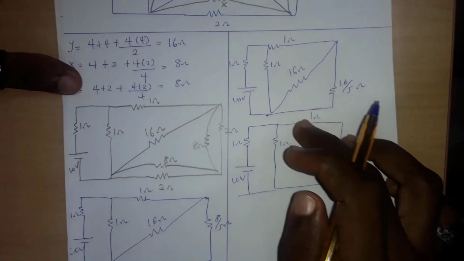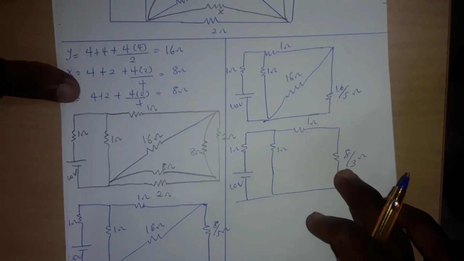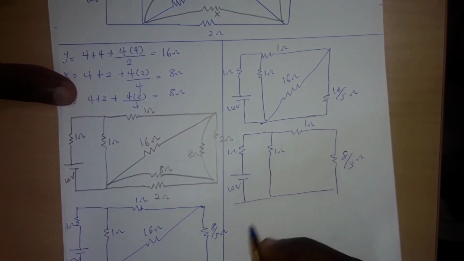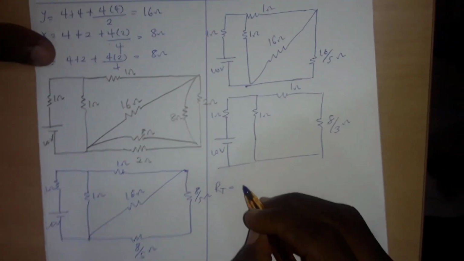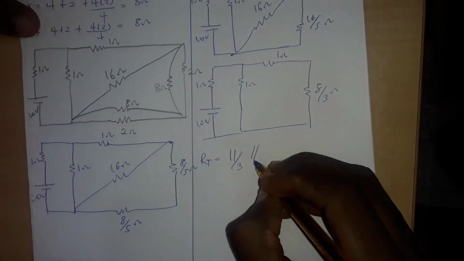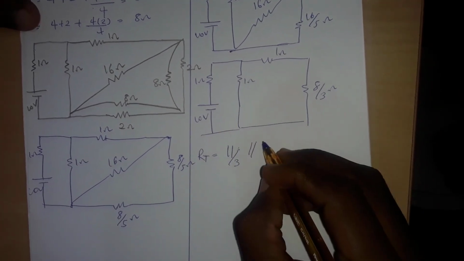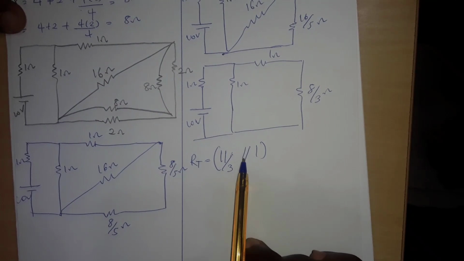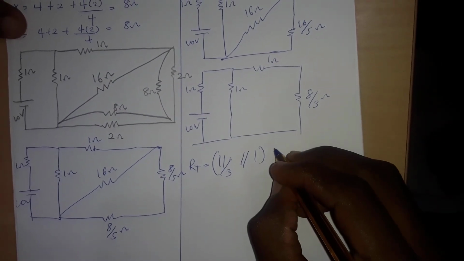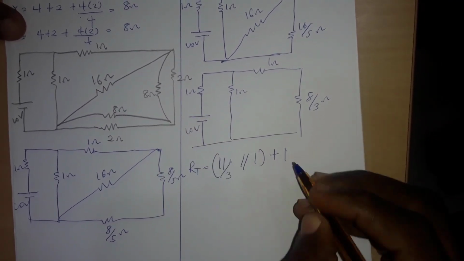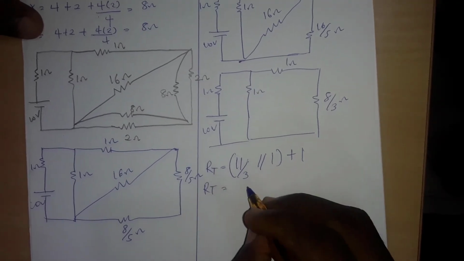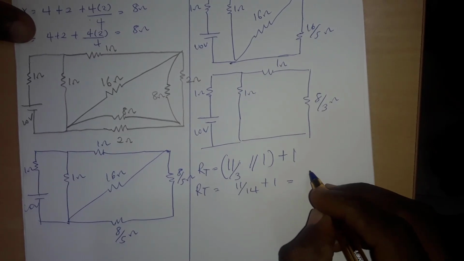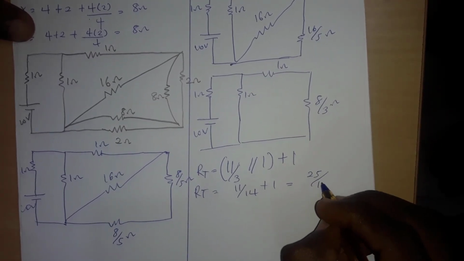This is the series combination of 1 ohm, and this should give us 11 on 3, and 11 on 3 will be in parallel with this 1 ohm. So the total resistance here will be 11 on 3, and they will be in parallel with this 1 ohm, so like this. And the parallel combination of this 11 on 3 and 1 will all be in series with this 1. So our total resistance here should give us 11 on 14 plus 1. So our total resistance will be 25 on 14.